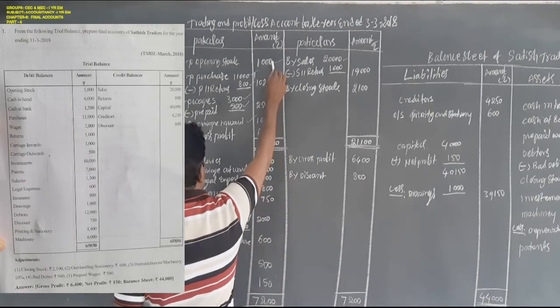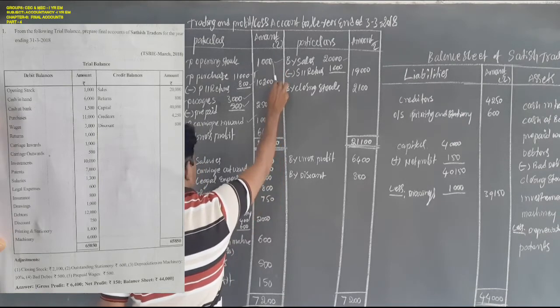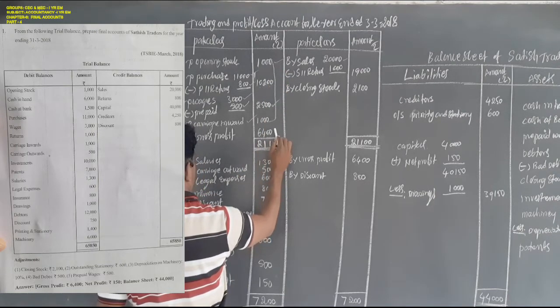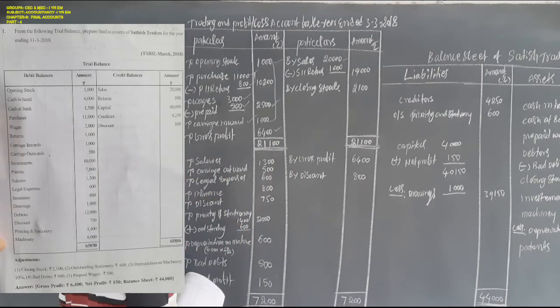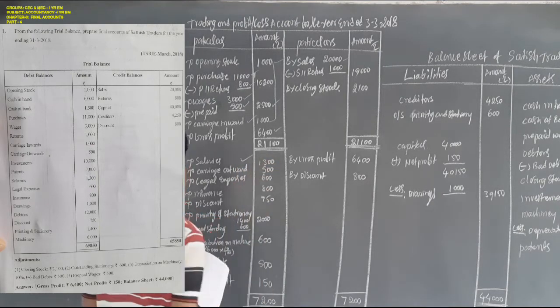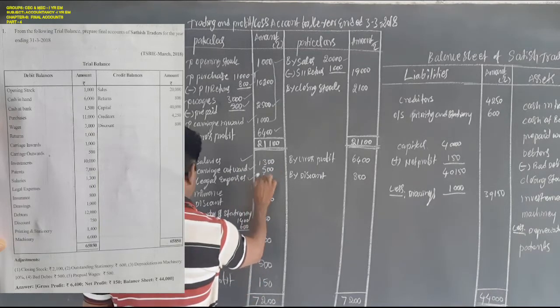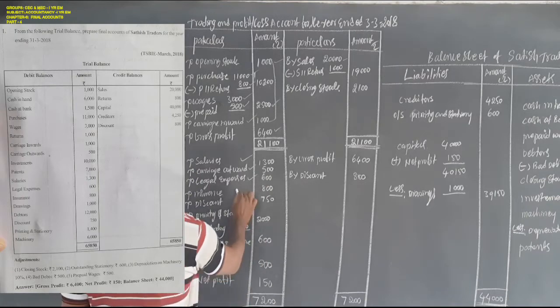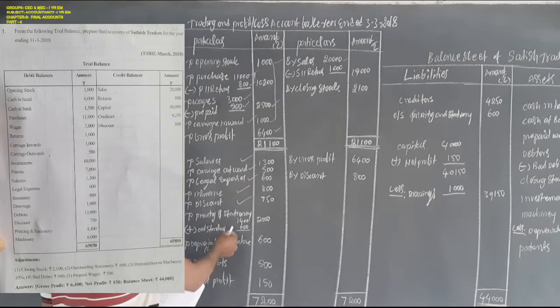What is the difference between these two total amounts? We get the gross profit of 6,400 rupees. Next, come to the P&L account related aspects. Salaries, there is no adjustment. Carriage outward and legal expenses. Next, insurance and discount.